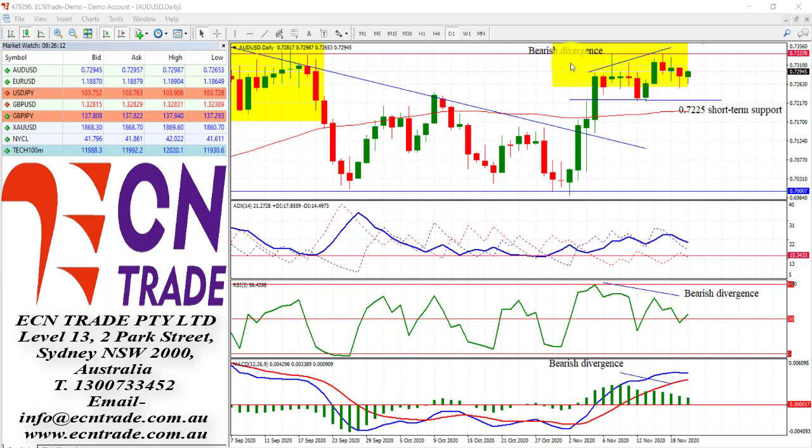Divergence is a very powerful indicator or signal, in terms of as prices close higher, the indicator closes lower, and we will see a snap to the downside. Any advances above 73 cents or around that 73.25 to 40 area should continue to fail.